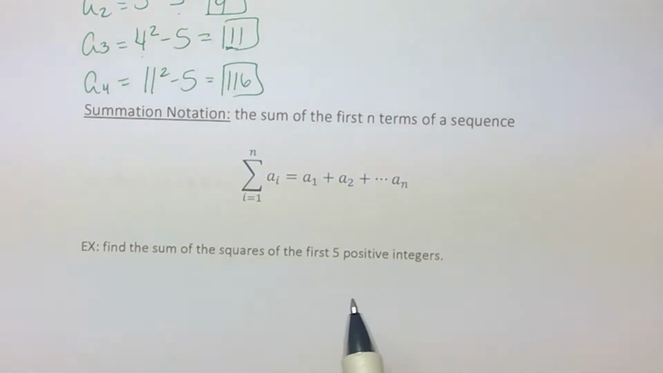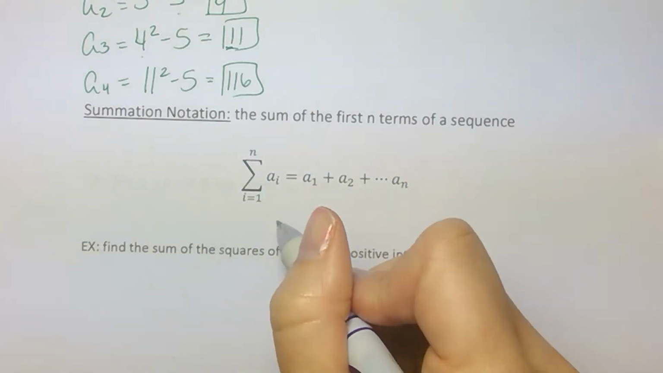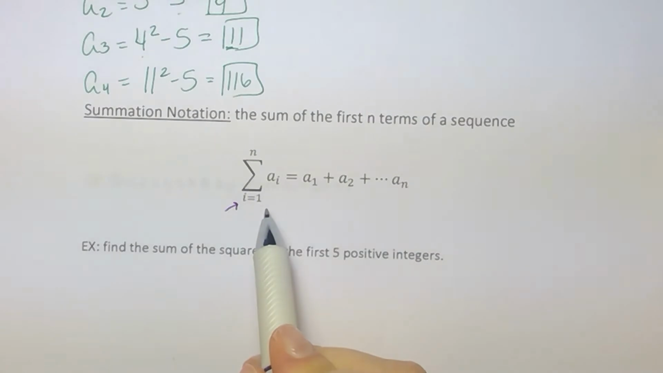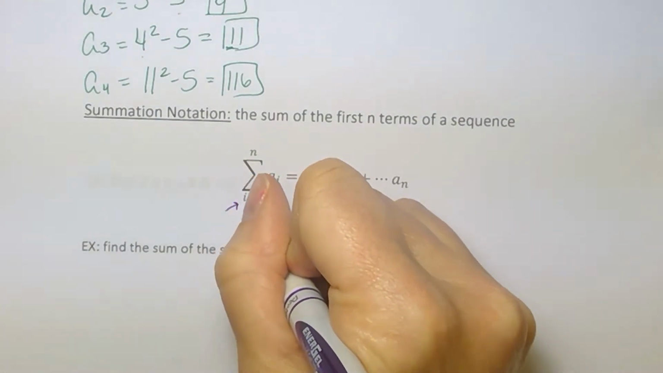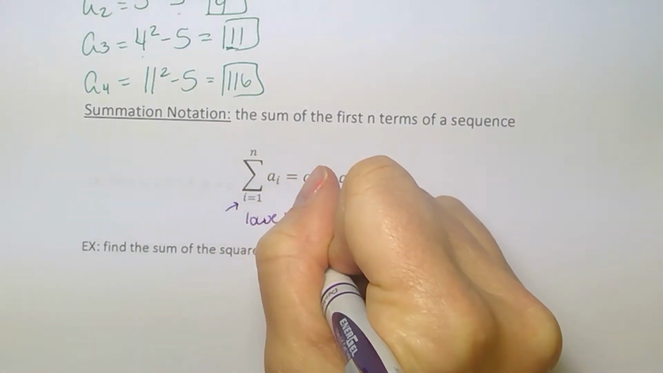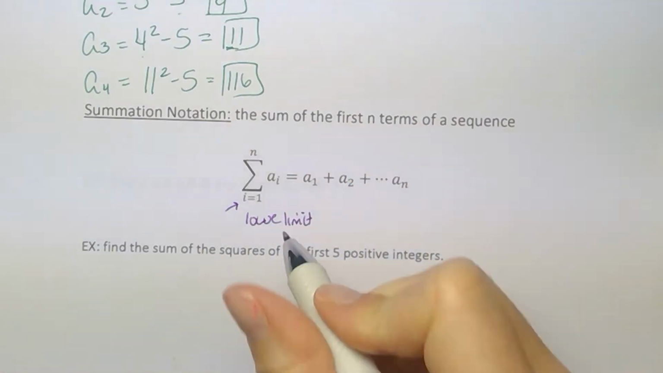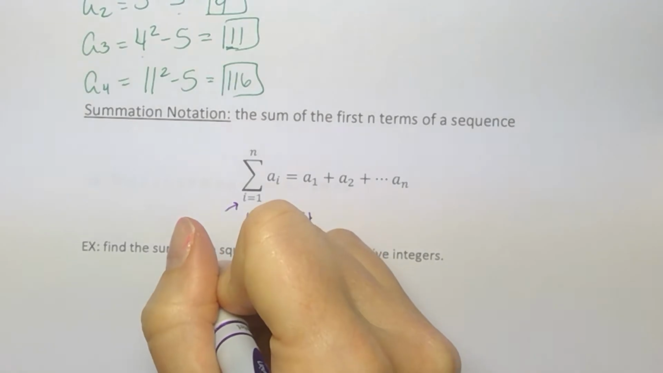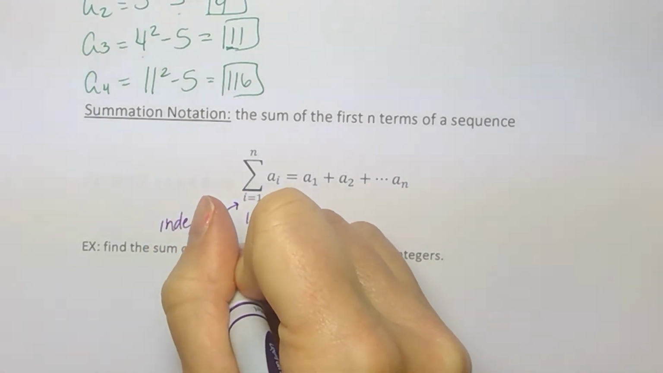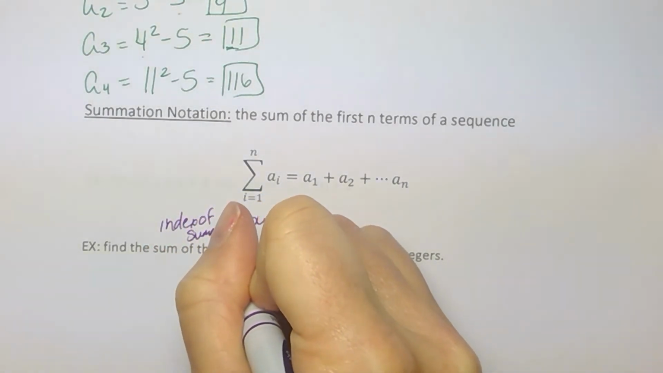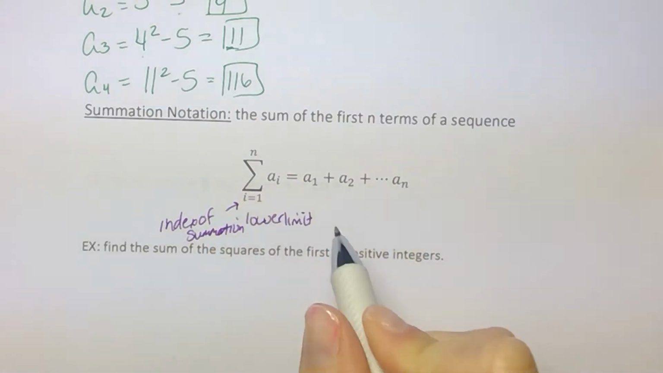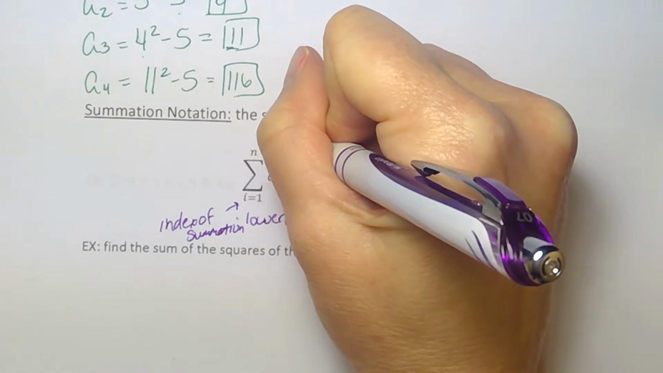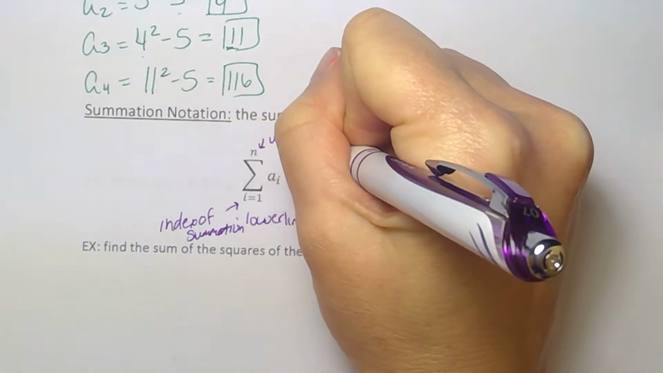Now let's talk about the pieces of our summation notation first. At the bottom, below the sigma, we see i equals 1. This is what we call our lower limit of our index of summation. i is our index of summation, and then the bottom is the lower limit. That makes sense, right? Because it's low. And on top is the upper limit of that index of summation.